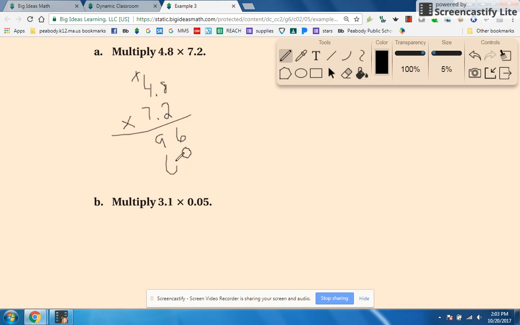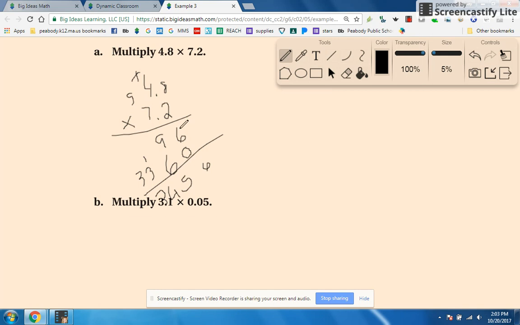7 times 8 is 56, carry the 5, 7 times 4 is 28, plus 5 is 33. Add my 2 rows together, so I get 6, 15, carry the 1, 4, and 3.